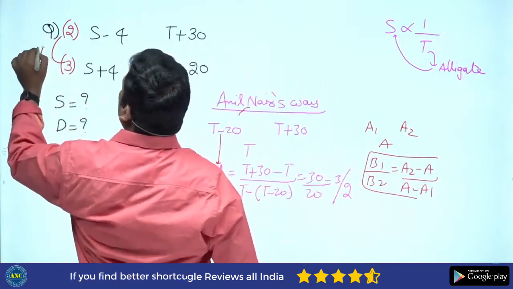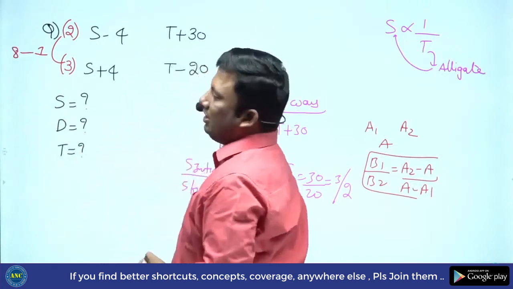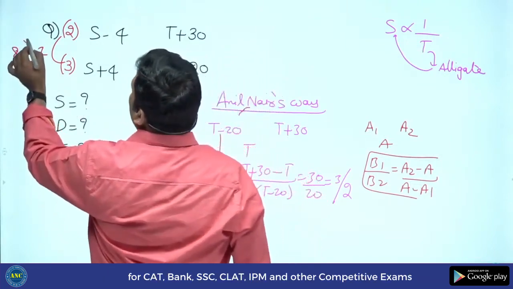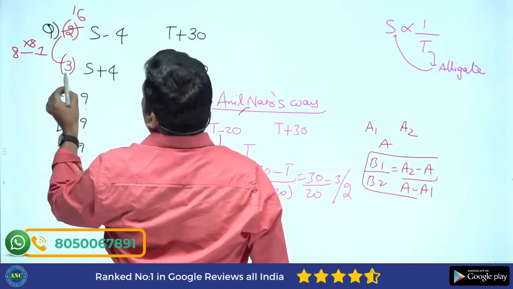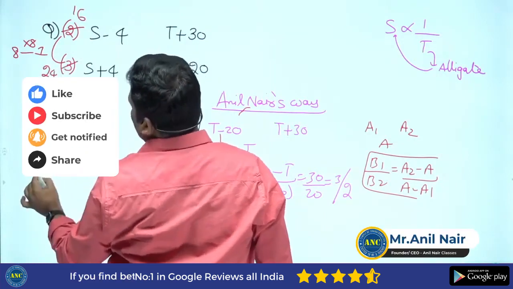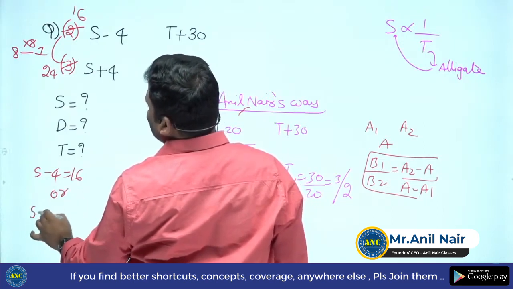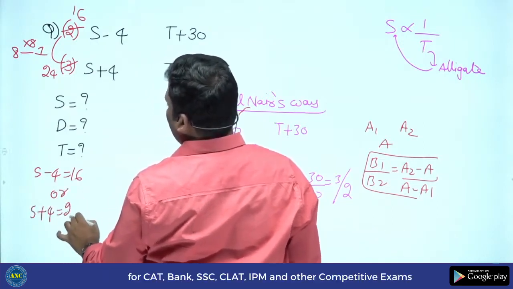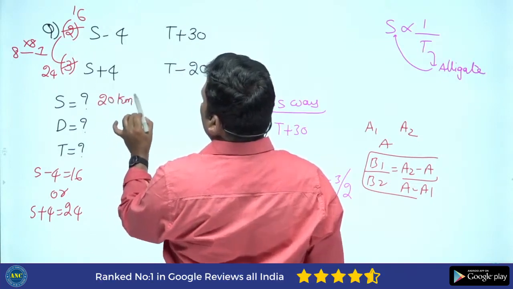What is the difference? 1. S plus 4, S minus 4: what is the difference? 8. So 1 is becoming 8. 2 8s are 16, 3 8s are 24. So S minus 4 is 16. Are you all with me? Single step. S plus 4 is 24, so S is 20 kilometers per hour.